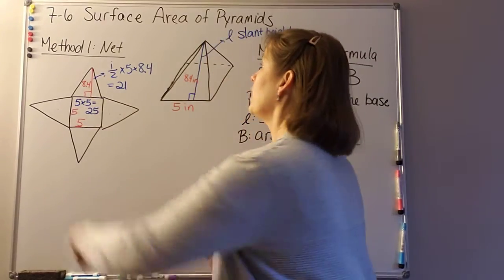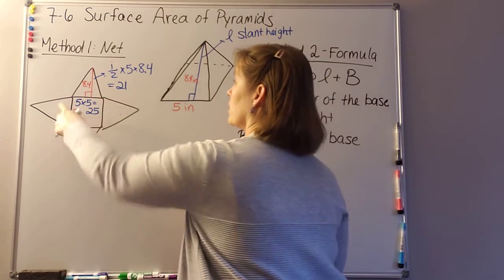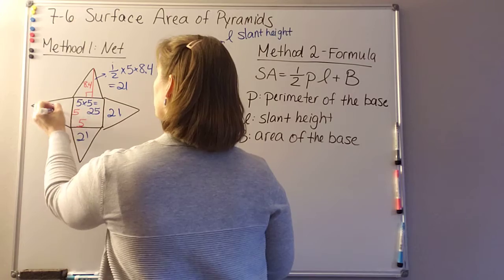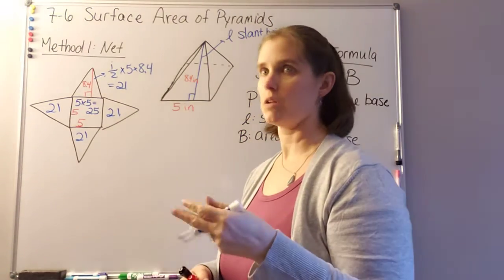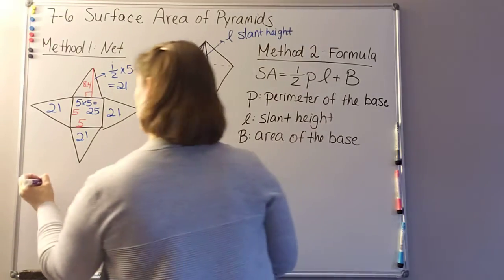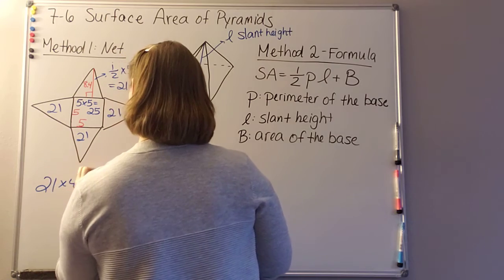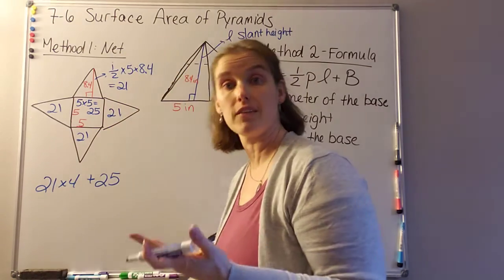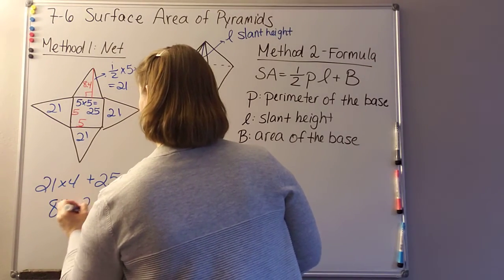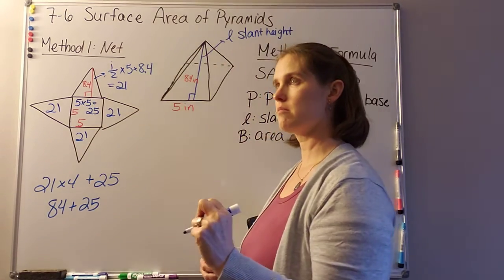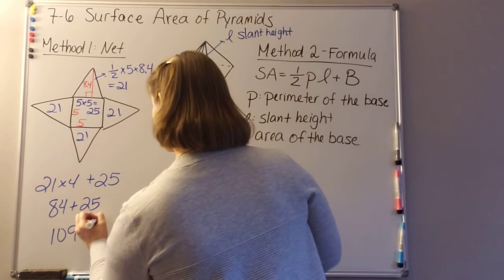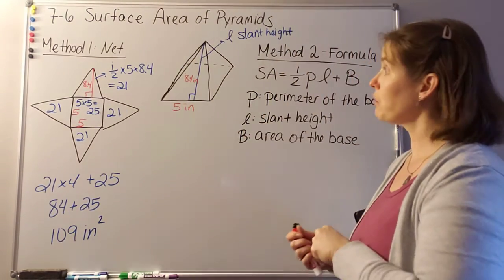All right, so what did we learn last time? If that triangle area is 21, what's the triangle area for all the others? 21. And we learned what shortcut? Instead of going 21 plus 21 plus 21 plus 21, we take the triangle area and multiply it by 4. Very good. So 21 times 4 plus 25. Okay, we're going to have a different answer at least. 21 times 4, 84, plus 25 is 109 inches squared.